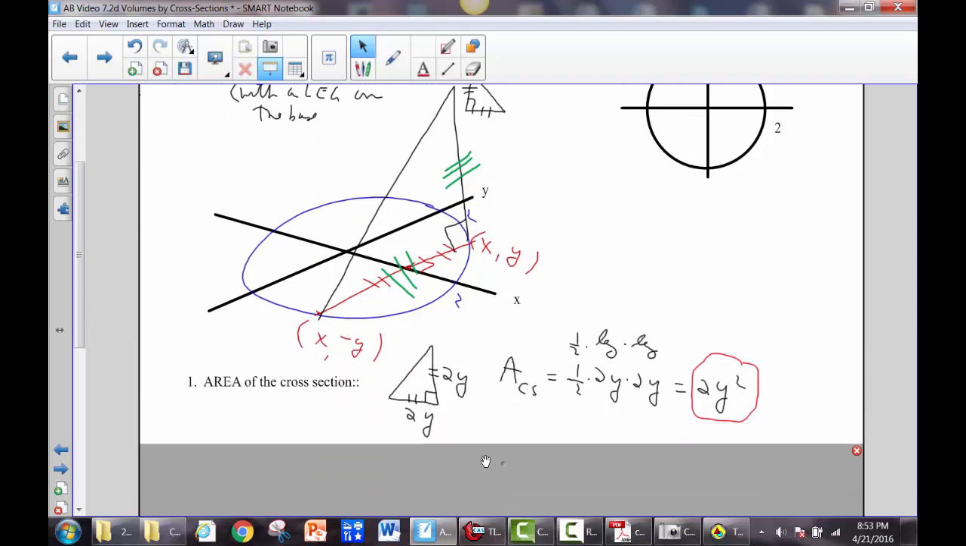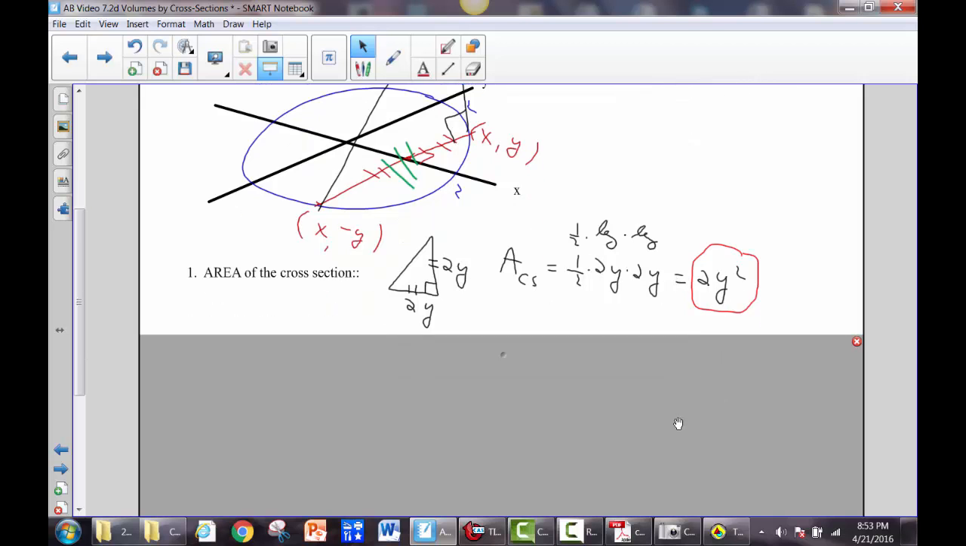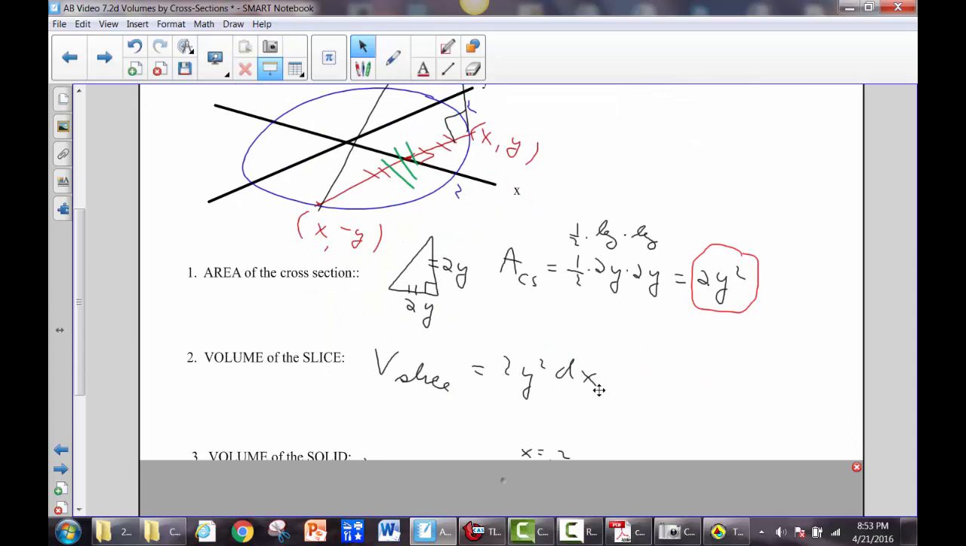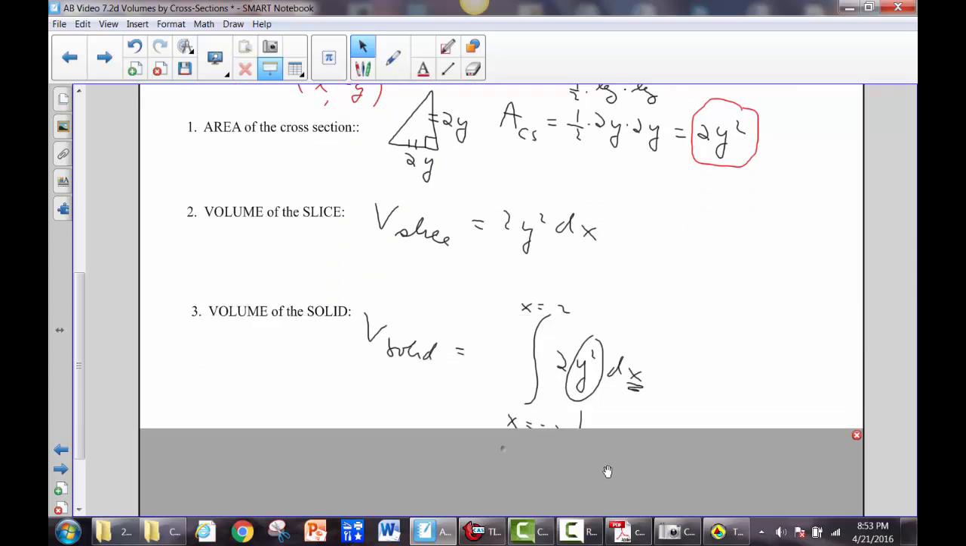So now we need to find the area of that triangle. Sorry, that doesn't look like a right angle, but it truly is. So we have, this is 2y. Well, if it's isosceles, that's also 2y. So 1/2 leg times leg becomes 2y squared. It's perpendicular to the x-axis, so I stick a dx on there. And then I add it all up.